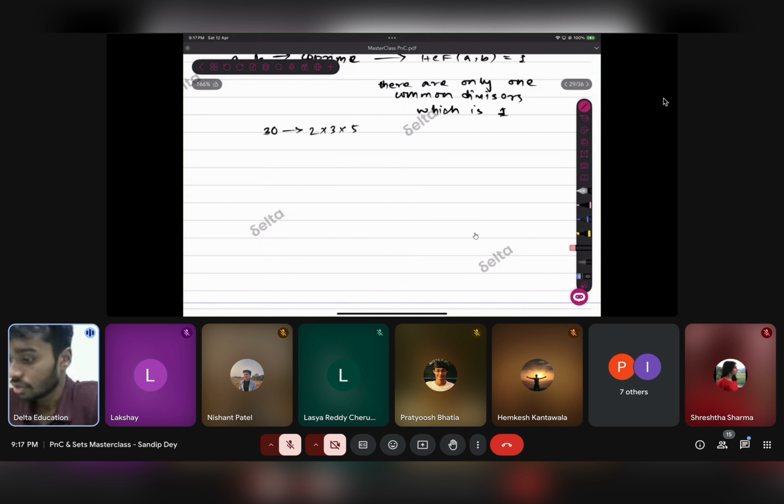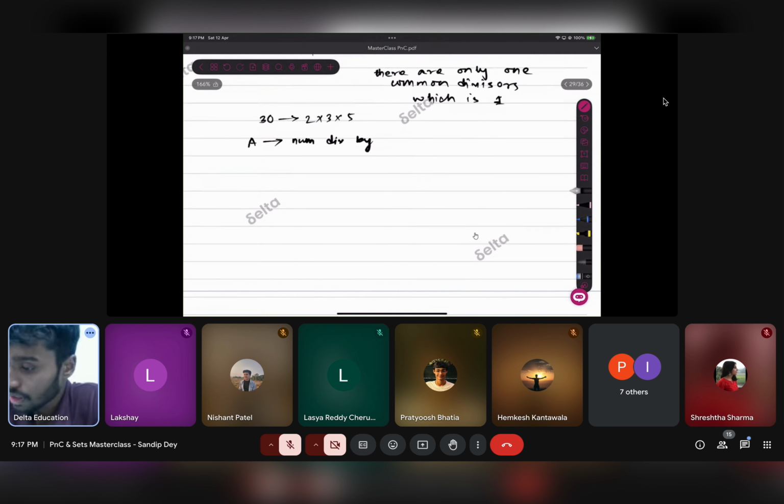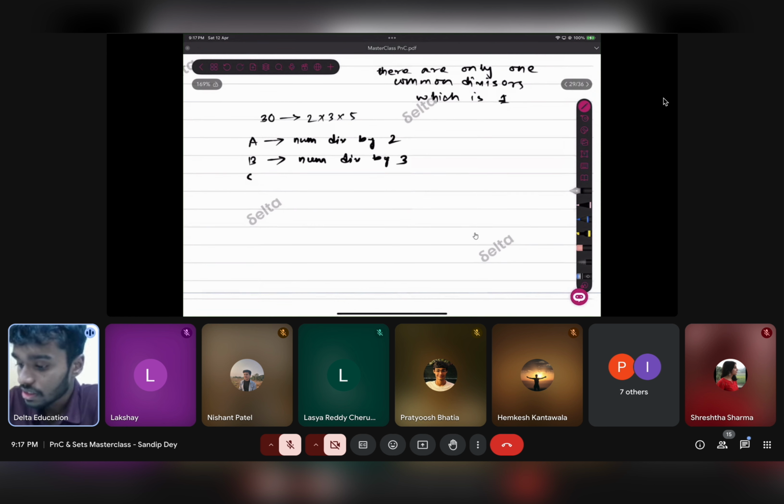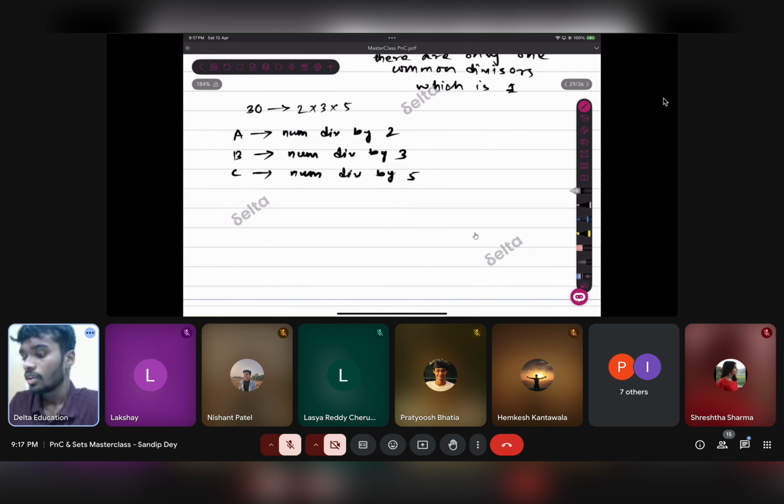Right? So let's say A is the set of all those numbers divisible by 2, B is all those numbers divisible by 3, and C is all those numbers divisible by 5. So what is our requirement? I want all those numbers which are not divisible by 2, 3, or 5, right?